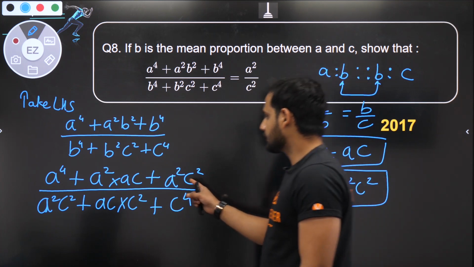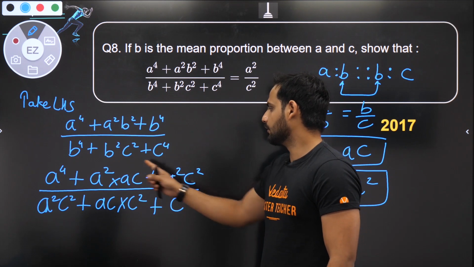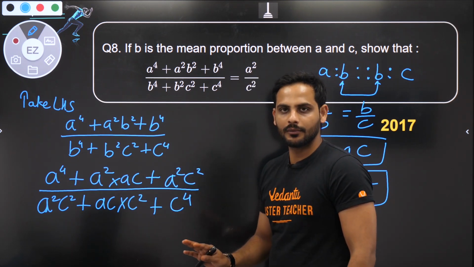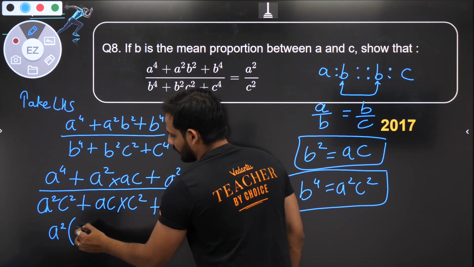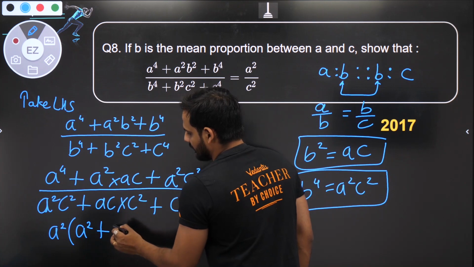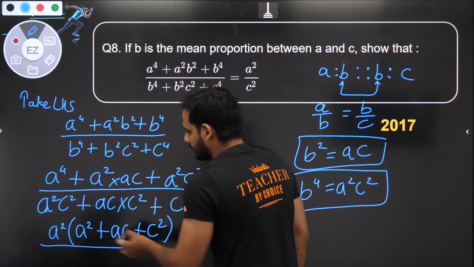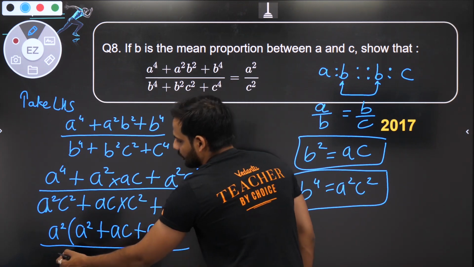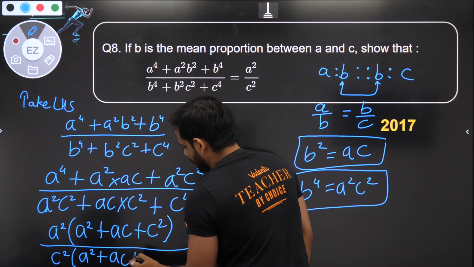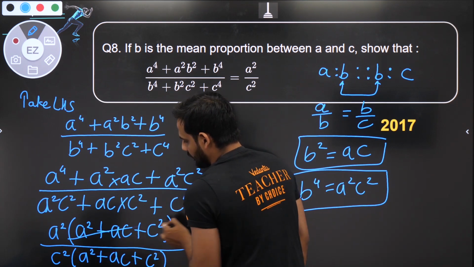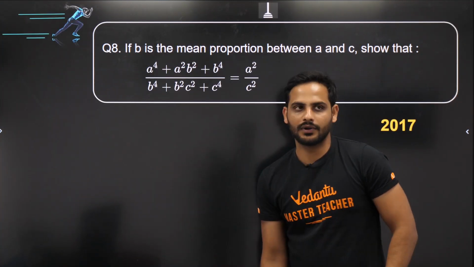Correct? In the numerator you can see a^2 is common in all the terms. So let us take a^2 common. You will be left with a^2 from the first term, here ac, and here ac^2. And in the denominator you can see c^2 is common in all. If I take c^2 common, I will be getting a^2 plus ac plus c^2. Tada, magic. This to this got cancelled and you are getting your a^2c^2.